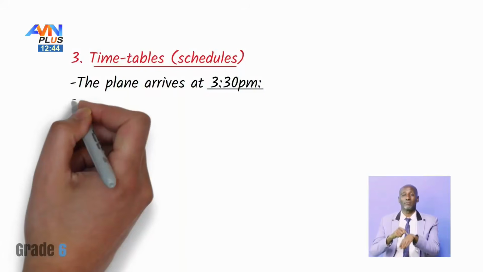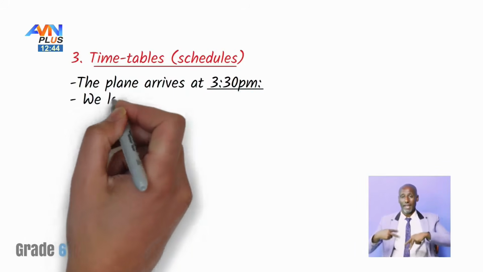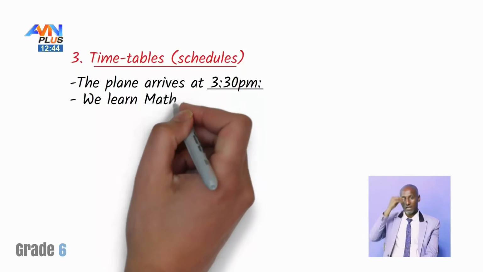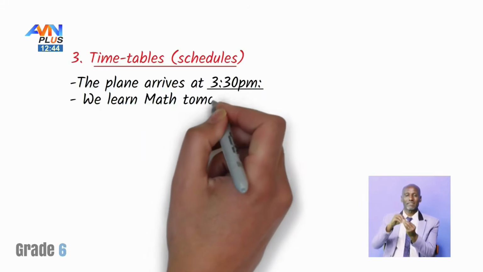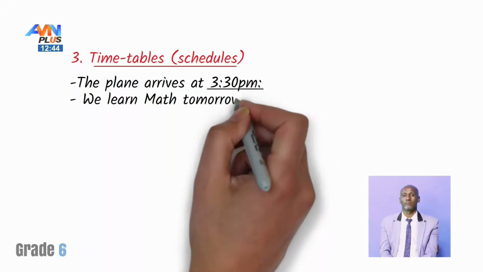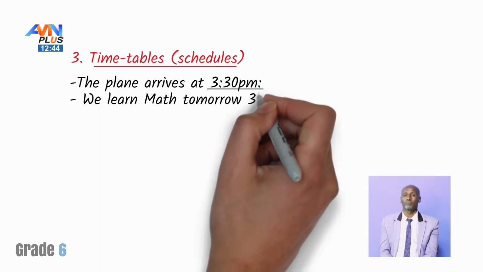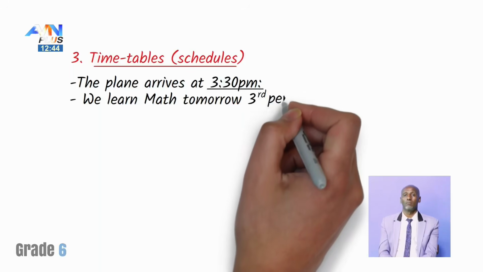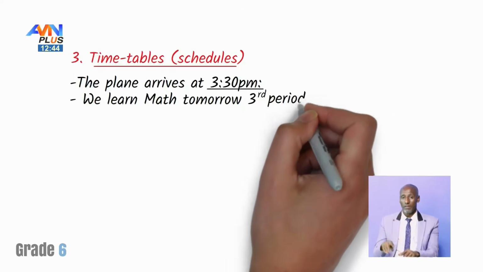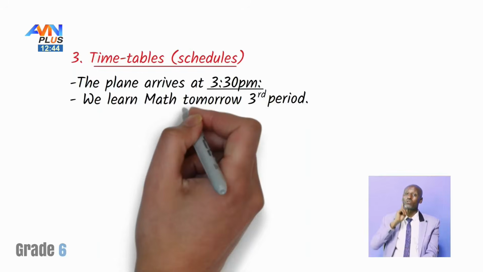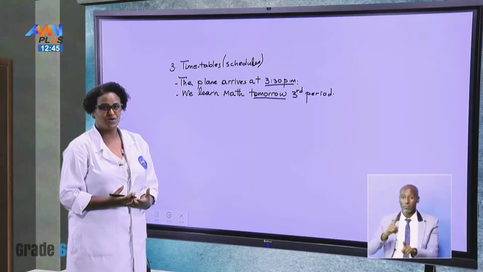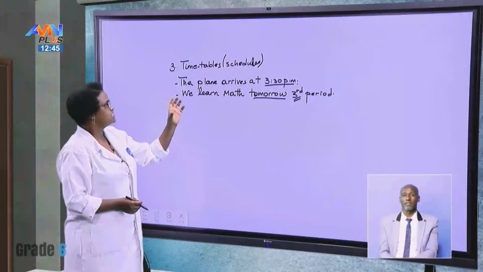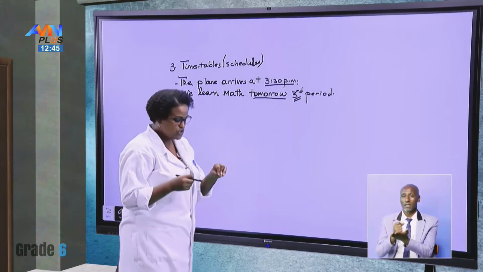Another one. We learn mathematics or math tomorrow, third period. Third period. Look, even in this sentence, we are talking about tomorrow, which is future. But since it is a schedule, okay, because how do we know it's a schedule? It says what? Third period. So these are some of the uses that we use simple present for.